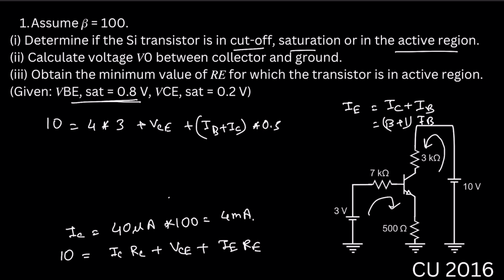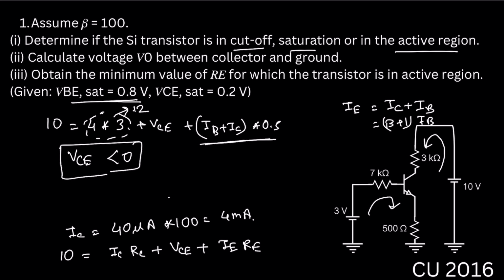Okay, from here you can easily say VCE is less than 0. Why? Because this term will be 12, right? And if we move this part to the left hand side, then it will be minus 2, right? And here this part will be positive. So we can easily say VCE is less than 0. Okay, so from this we can say that this transistor is operating in the saturation region. As here they provided VCE sat is 0.2 volt, but we get VCE less than 0. So of course the transistor is operating in the saturation region. So the first answer will be saturation region.